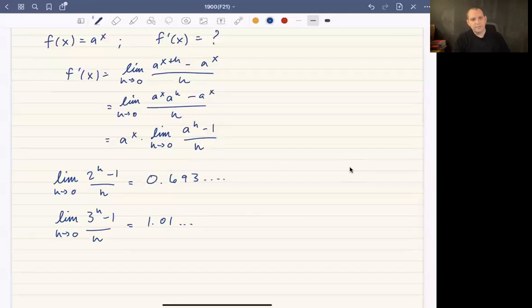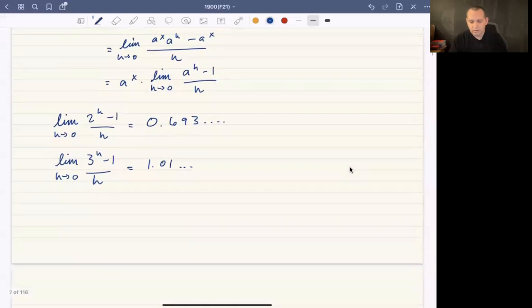And if you were to look at the limit of 4 to the h minus 1 over h, that's going to be something that's a little bit larger still. I don't know the exact value, but it'll be a little bit bigger than 1. 1.2, 1.3, something like that. Actually, it'll be 1.4 just about.